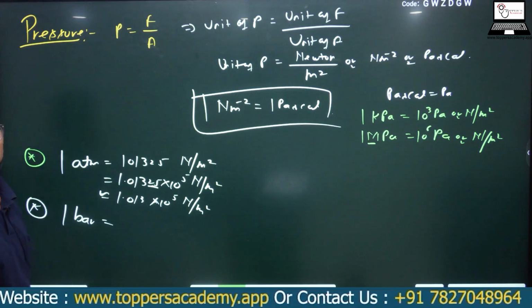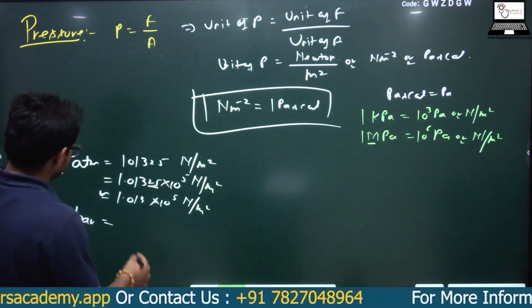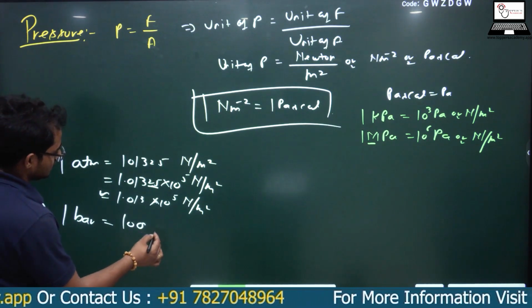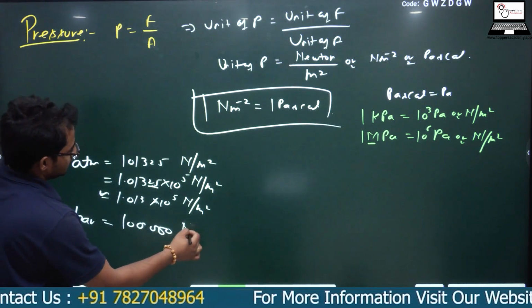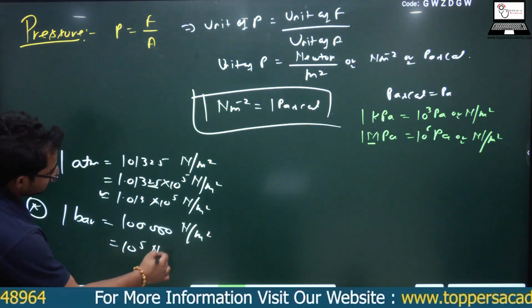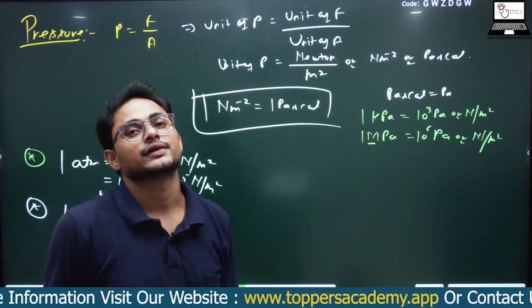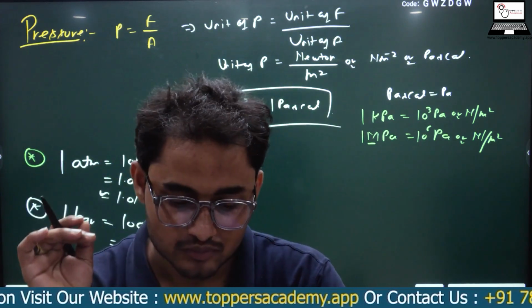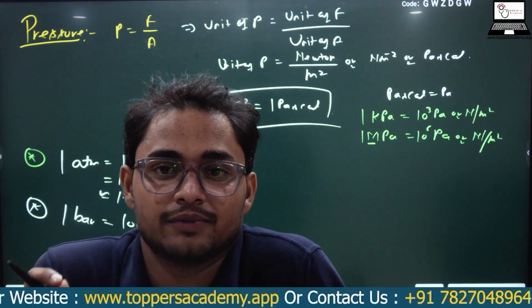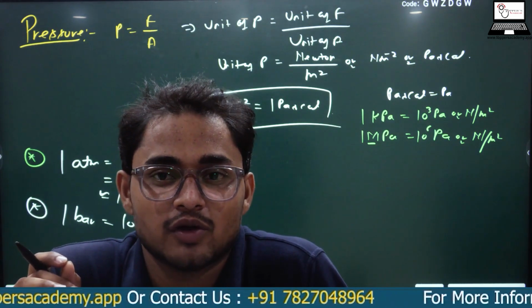And one more thing, 1 bar, the bar of pressure. So bar means 10 to the power 5 Newton per meter square. Now, my dear students, tell me one thing. I have told you the value of one atm pressure and one bar pressure in terms of Newton per meter square or Pascal.